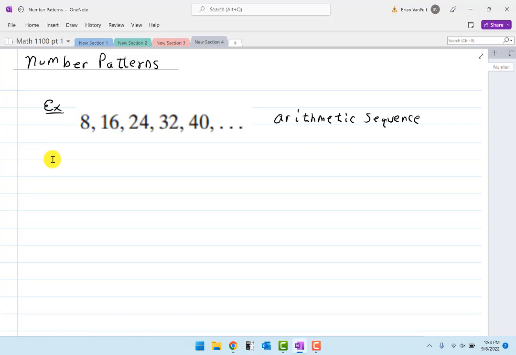That's because to get each term, you add the same amount to get the next term. So if I take 8 and I add 8 to it, I'll get 16. But then if I take 16 and add 8 to it, I'll get 24. So you can see you're generating the terms of the sequence as you go. 24 plus 8 will be 32. 32 plus 8 will be 40.